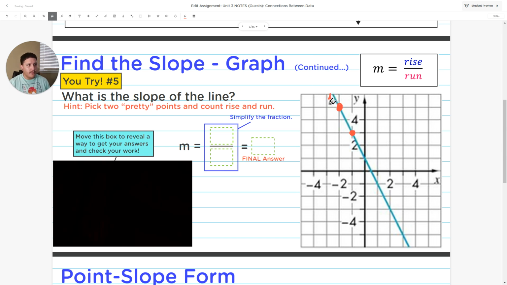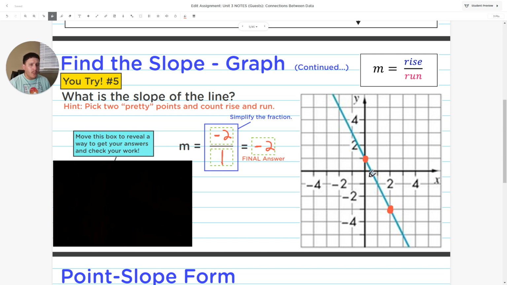So from this first point to the next, I have to rise 1, 2. So I have to go down negative 2. And then I have to run to the right positive 1. And so my final answer is negative 2 over 1, which when you divide those 2 using the calculator is negative 2. I'm going to show you all a few other ways. So let's say I pick 2 other different points. I find one right here on the y-axis, and then I find another one right here.